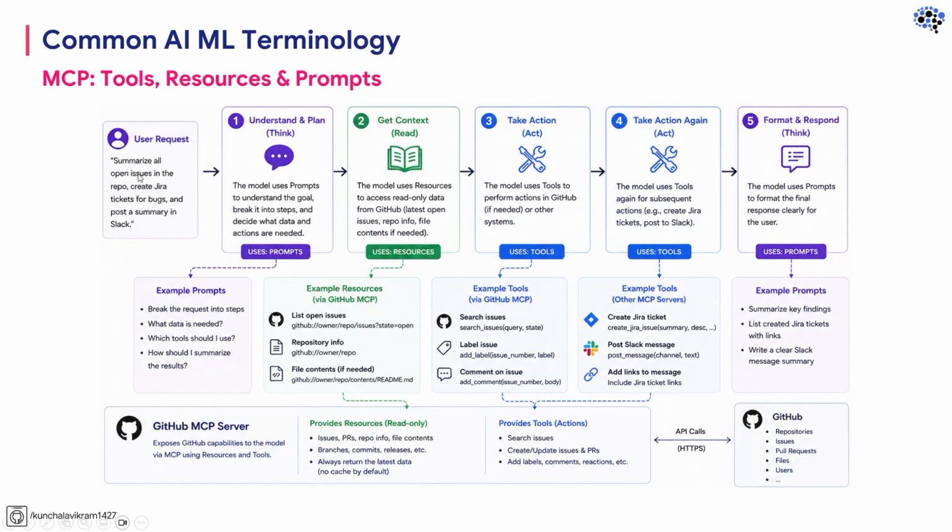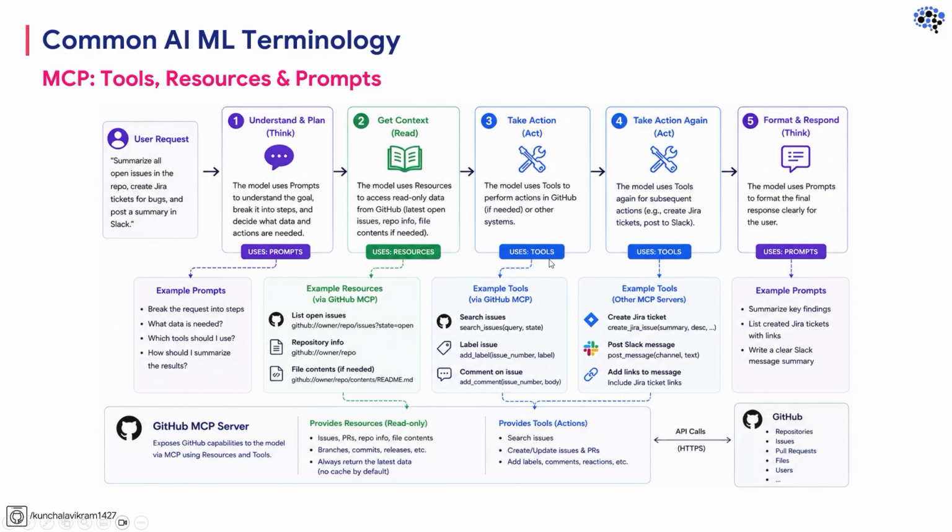For example, for this Jira use case, maybe there is a prompt that explains to the AI agent how to approach this one. Now the model knows that it has to read the issues and create Jira tickets, so it probably uses resources to get the open issues, repository information or file contents of that repository. Of course it can also use the tools to fetch open issues as well. Now it knows that there are some open issues, so it uses the tools.